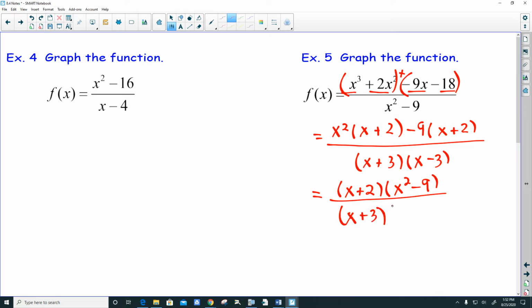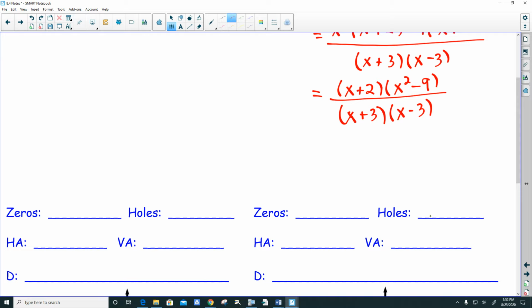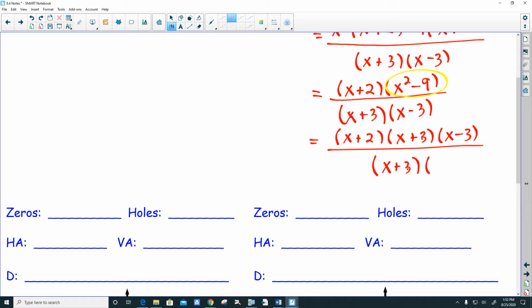And sometimes you think you've gone through so many steps that you've got to be done factoring. Make sure you always examine each of your factors and make sure that there's nothing more that you can do. If you look closely at this x squared minus 9, that can be factored down further into an x plus 3 and an x minus 3. So we have a lot of factors here to look at.